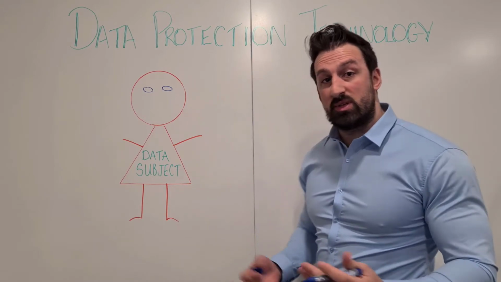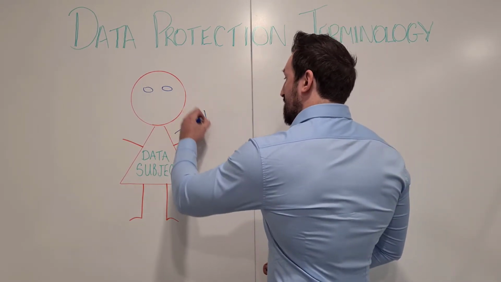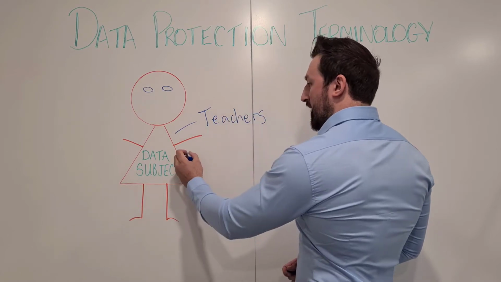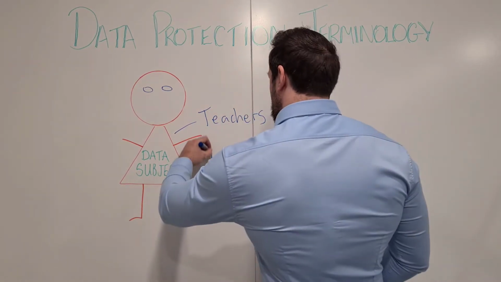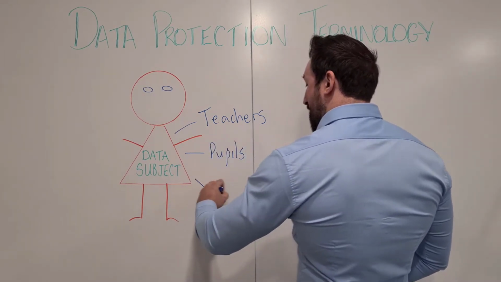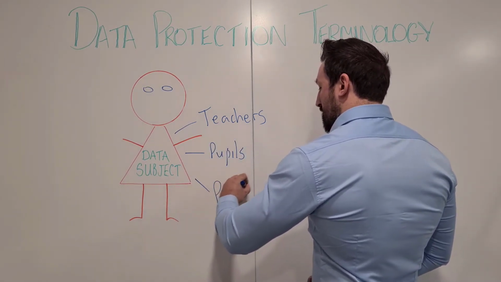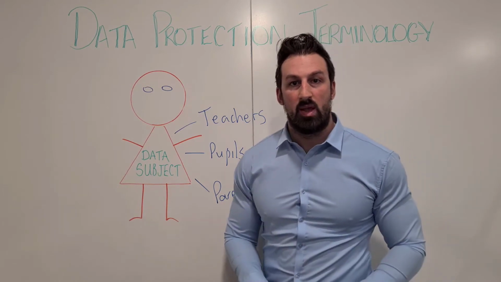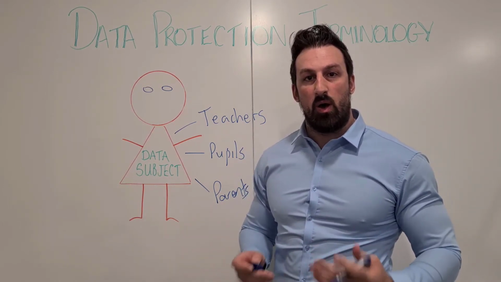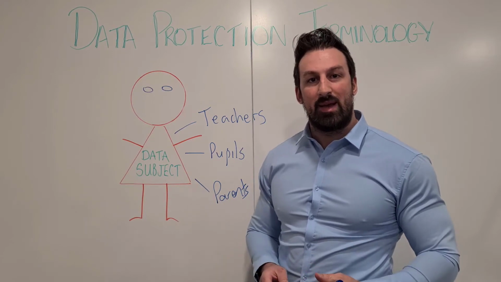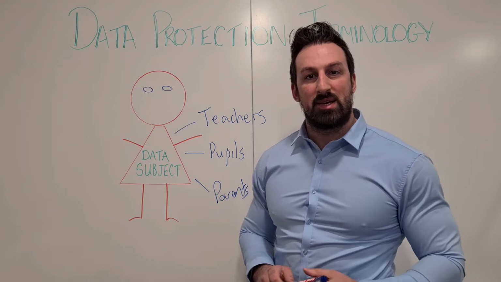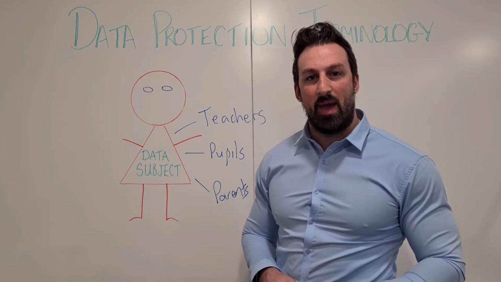For schools, this is likely to mean teachers, it will mean pupils, it will mean parents, and so on. If someone is identifiable from the information the school holds, then they will be a data subject. So that leads us on nicely to what is identifiable information.